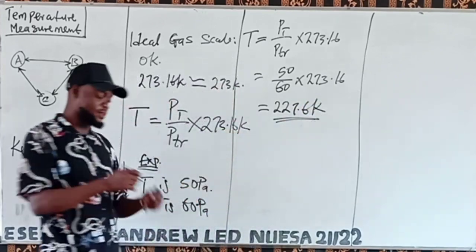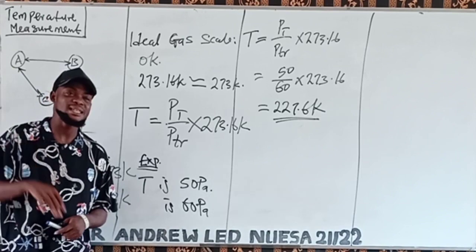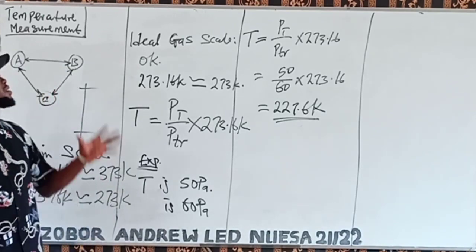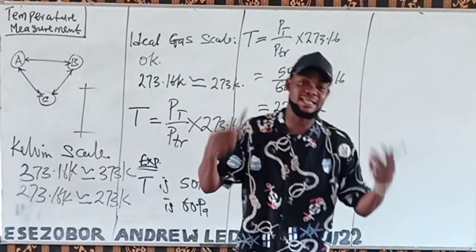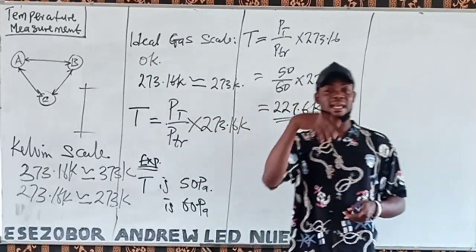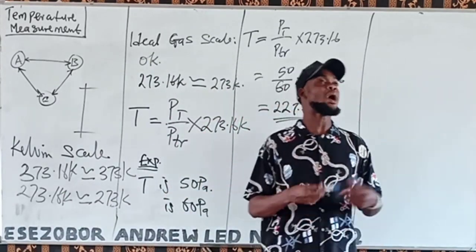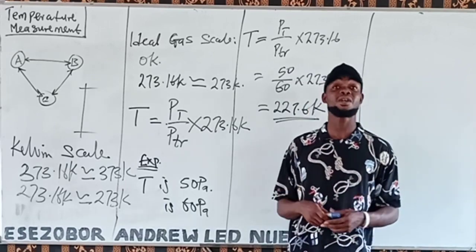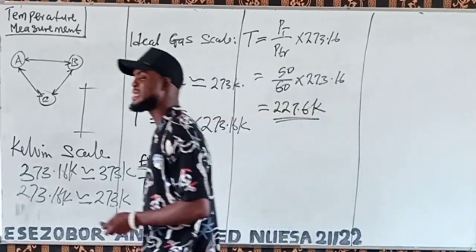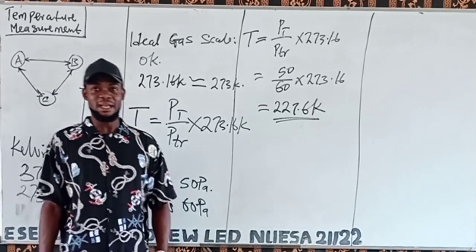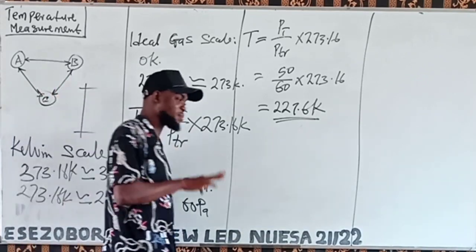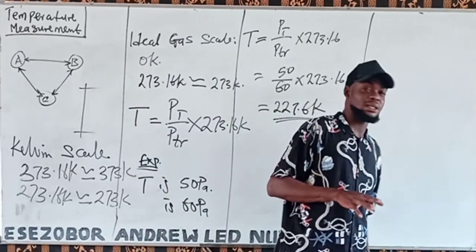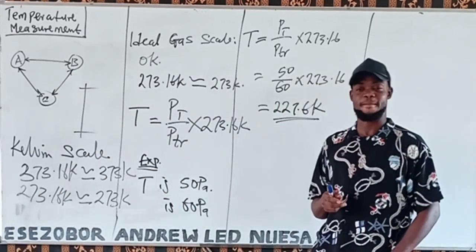Because the unit of this formula is in Kelvin. Take note of that. So this is for the ideal scale. Now we also have other scales, like the Celsius scale. What is the meaning of the Celsius scale? The Celsius scale was derived from the centigrade scale. It is also known as the customary scale.